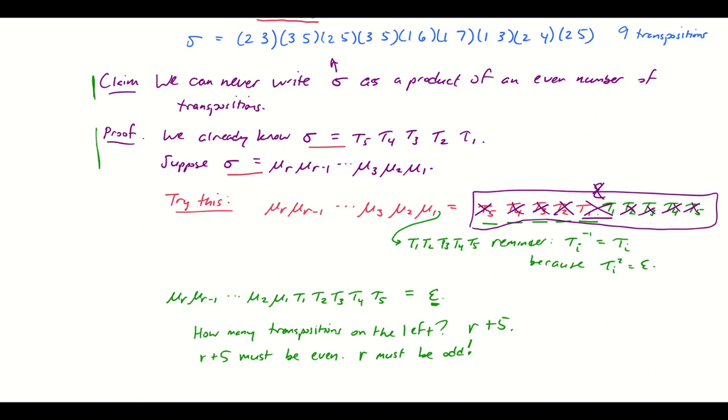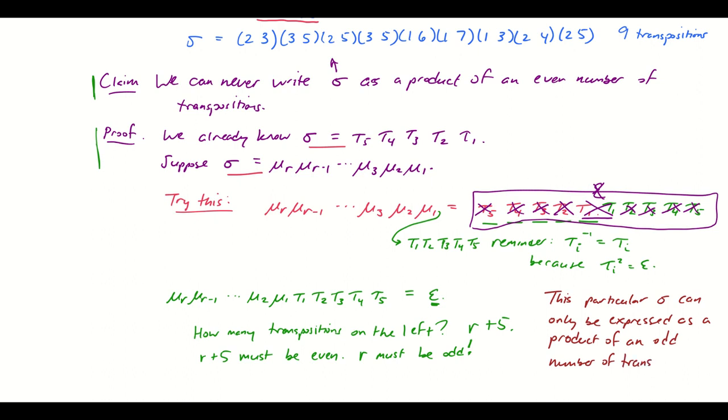So what this means is that no matter what, the sigma that we were talking about, not any sigma, but this particular sigma, can only be expressed as a product of an odd number of transpositions. It can never be expressed as an even number of transpositions.